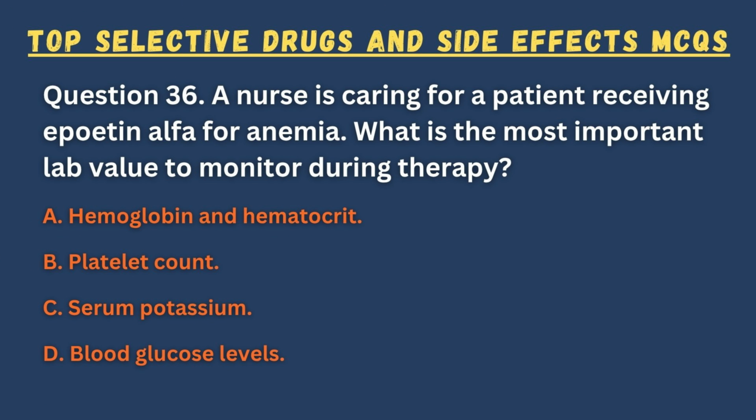Question 36. A nurse is caring for a patient receiving epoetin alpha for anemia. What is the most important lab value to monitor during therapy? A. Hemoglobin and hematocrit. B. Platelet count. C. Serum potassium. D. Blood glucose levels.